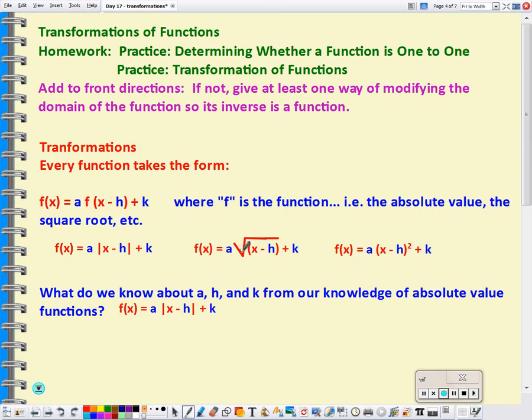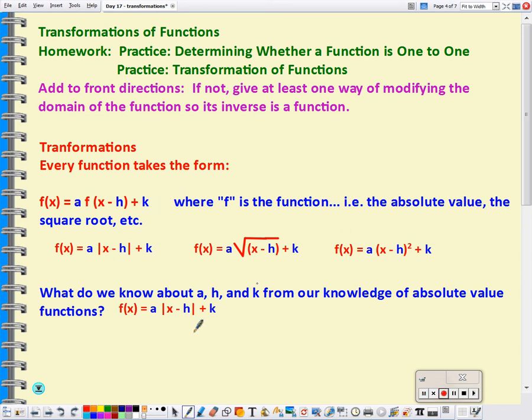Okay. Today we're really talking about transformations of functions. Again, you need to make sure you modify the directions to the front of tonight's homework. Every transformation takes the following form. And those of you who use different colored pens, I want you to note the pen color. So every function takes the form f of x equals a, and then the function, so whatever you're doing to the x value, absolute value, square root, squaring it, f of x minus h plus k.